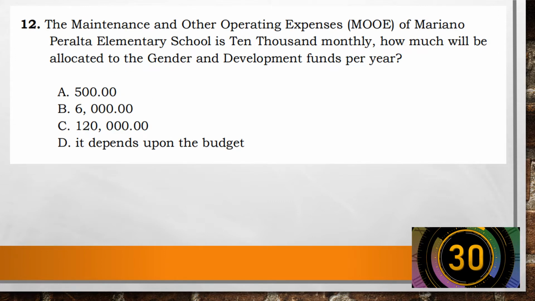Number 12. The maintenance and other operating expenses of Mariano Peralta Elementary School is 10,000 monthly. How much will be allocated to the Gender and Development Funds per year? You have to take note of the words per year. So that's annual. Letter A, 500 pesos. Letter B, 6,000. Letter C, 120,000. And letter D, it depends upon the budget. Your time starts now.